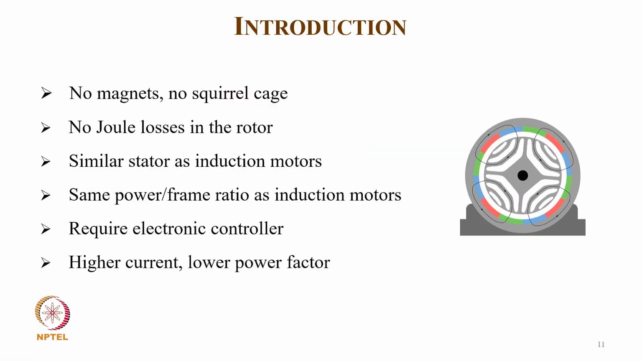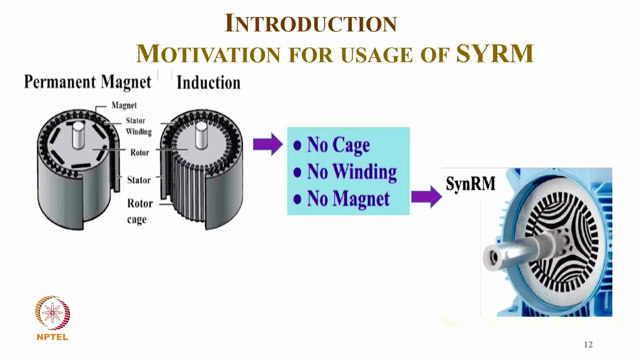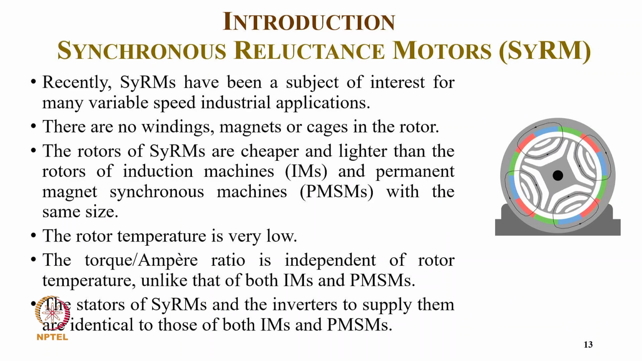So now, coming to the advantages: no magnets, no leakage, no joule losses in the rotor, a similar stator to an induction motor, the same power frame ratio as an induction motor. It requires an electronic controller or inverter, and of course it has a little higher current and low power factor. But if you design with power flux control, these drawbacks can be eliminated even by simple control. You can see how it compares with the permanent magnet synchronous motor or induction motor, and how this synchronous reluctance motor does not have a cage, no winding, and no magnet on the rotor.